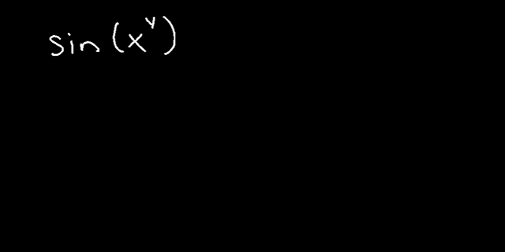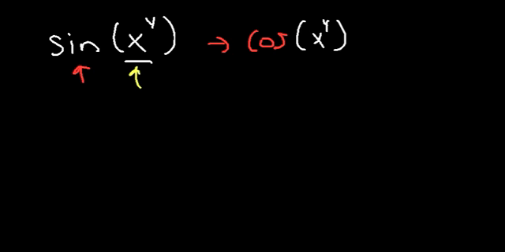Let's say if you want to differentiate sine x to the fourth. Start with the outside function. The derivative of sine is cosine, and then keep the inside the same, x to the fourth. Next, move on to the inside, differentiate x to the fourth, which is 4x cubed. So that's the answer for that example.